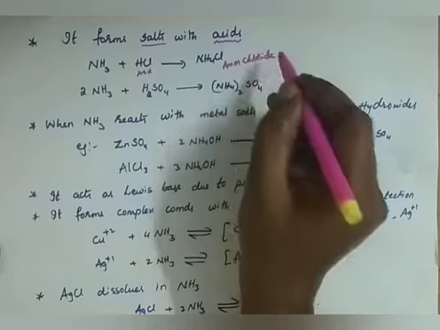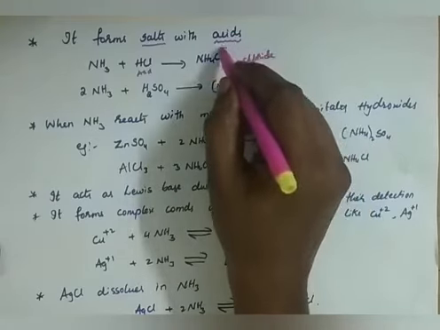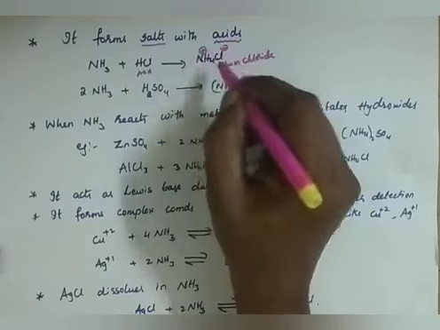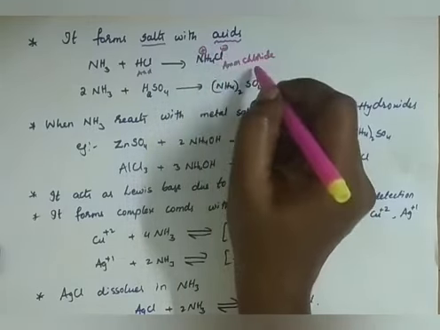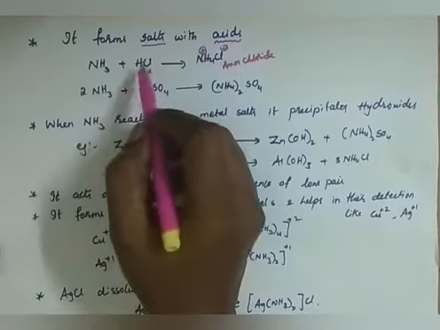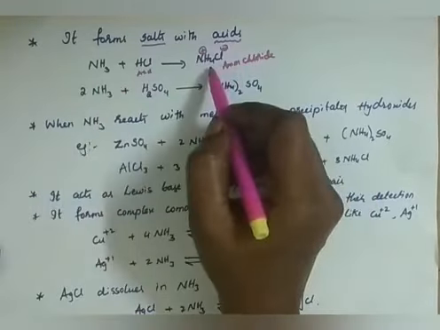So what is a salt? A salt has a one minus charge and a one plus charge. We already know NH4 has a plus charge and Cl has the minus charge. Therefore, it is a salt. So, ammonia when reacted with the acid produced the salt.